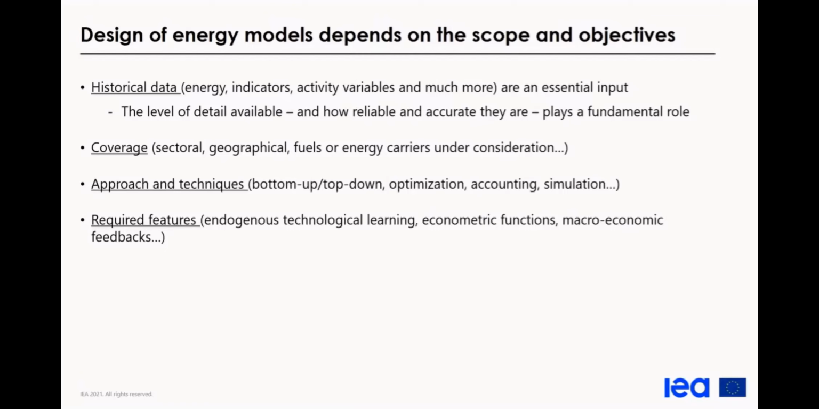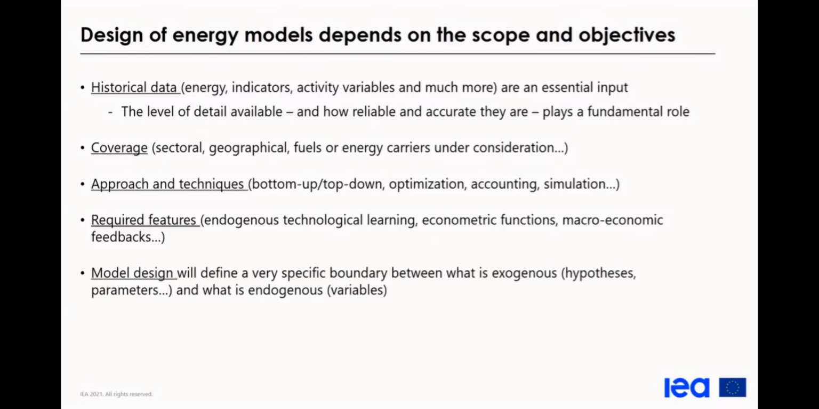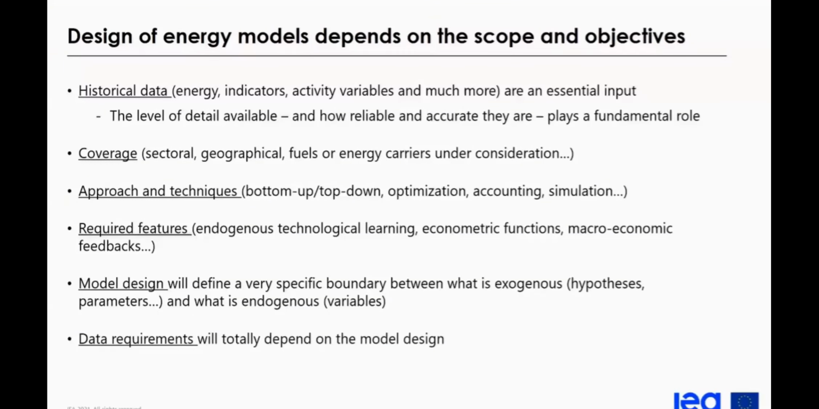We can also include macroeconomic feedback. For example, in an oil producer country, if we take assumptions on the exports of oil, this might have impact on the GDP of the country. And GDP is usually an input information, as we will discuss later on. So this can impact the entire energy model. But the design of the model will very much rely on drawing a line between what is exogenous and what is endogenous, and we will never insist enough on that.